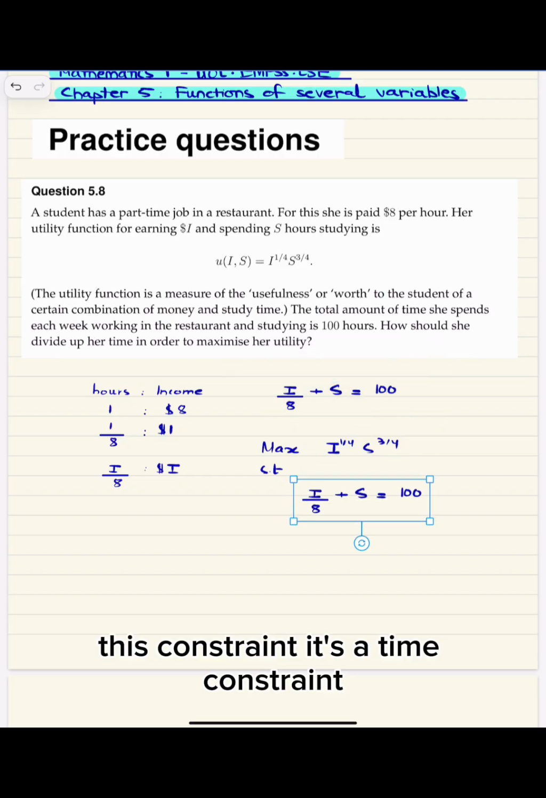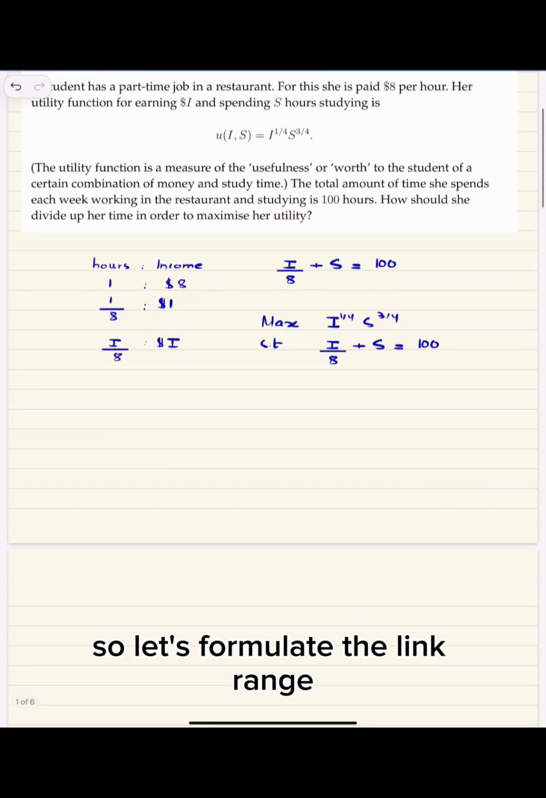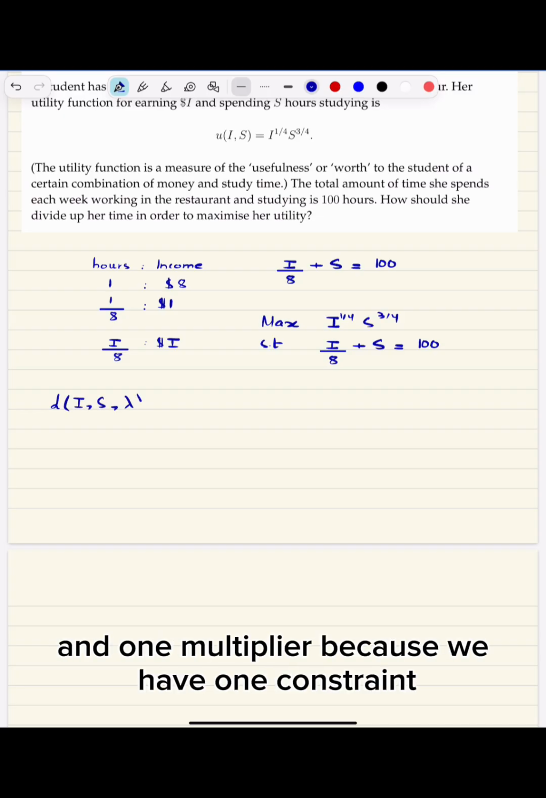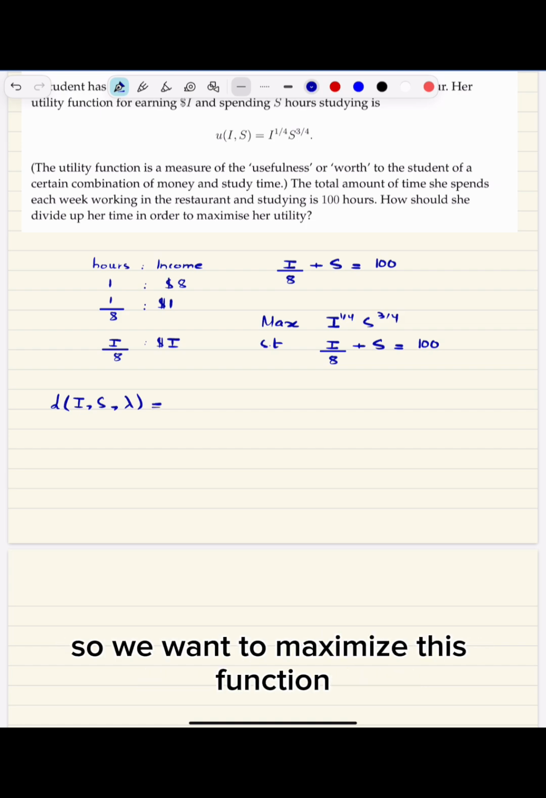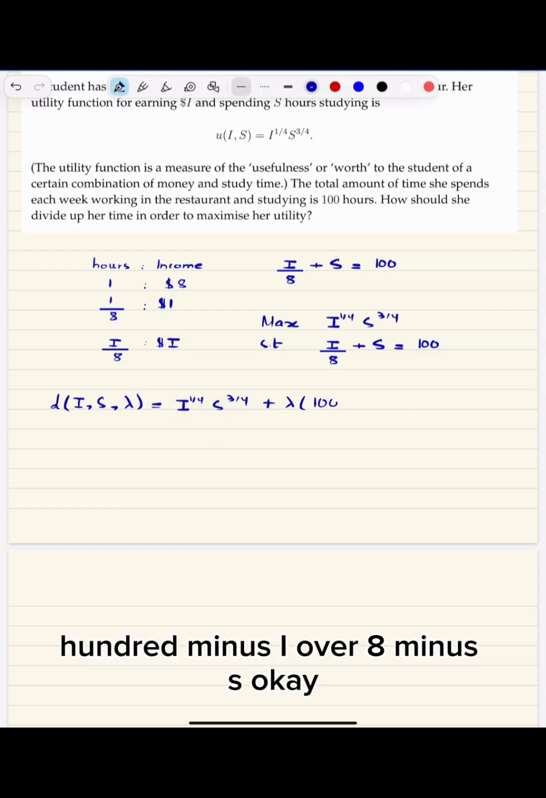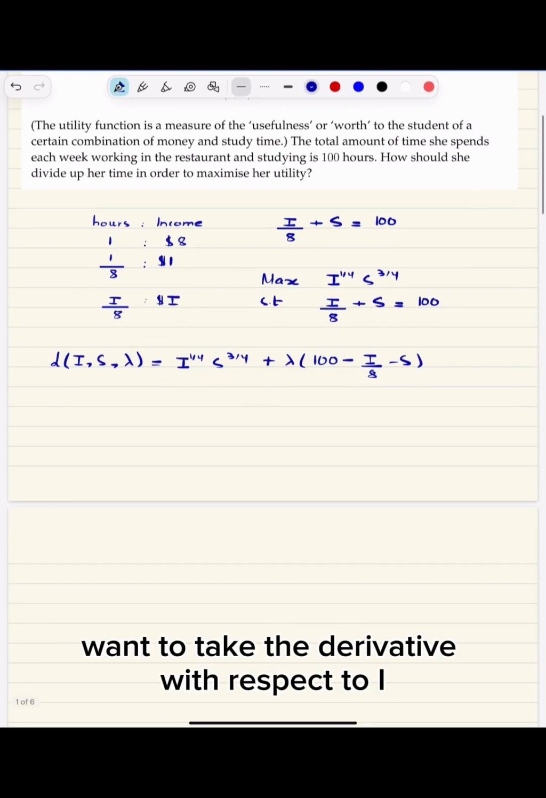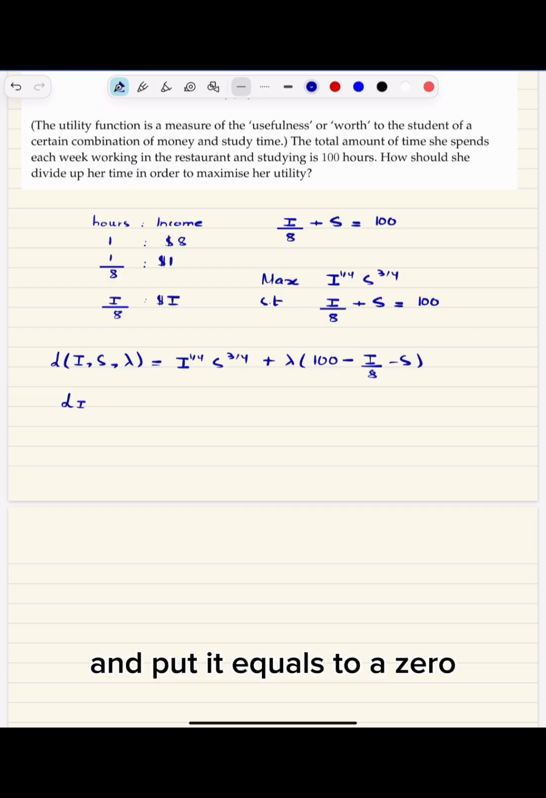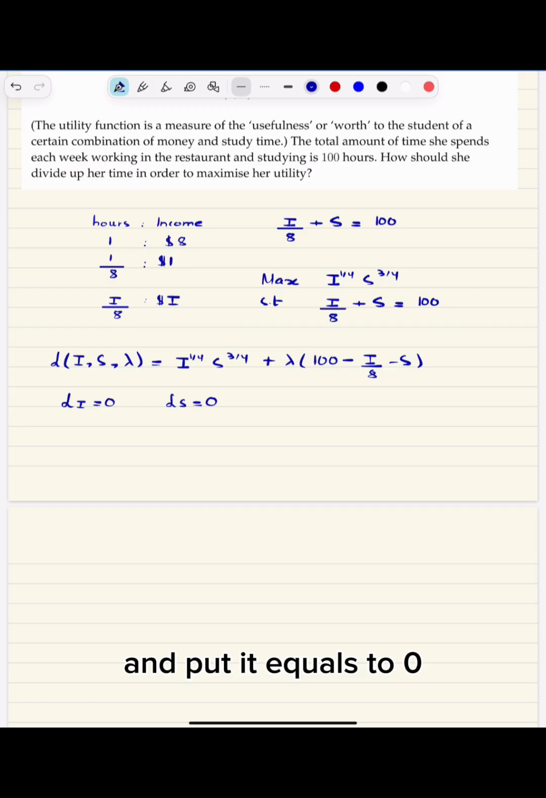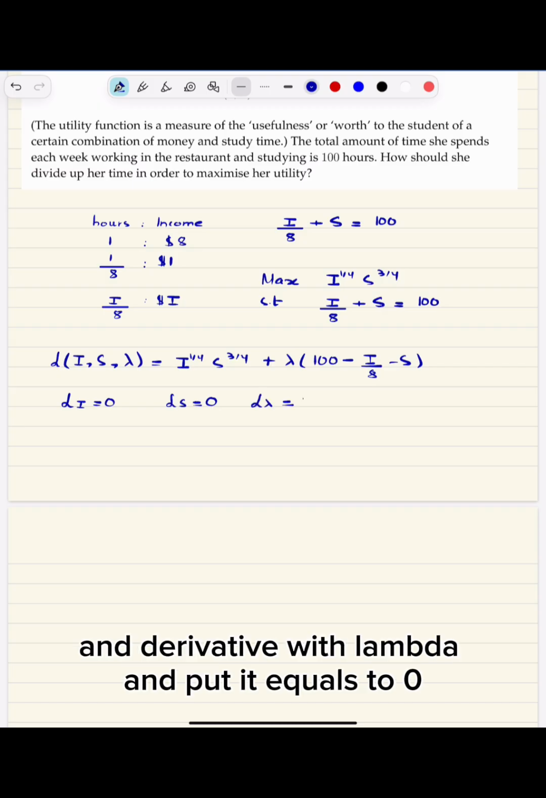It's a time constraint. Okay, so let's formulate the Lagrange. It will depend on earning and time studying and one multiplier because we have one constraint. So we want to maximize this function subject to the constraint 100 minus I over 8 minus S. Okay, we want to take the derivative with respect to I and put it equal to 0. And we want to take the derivative with respect to S and put it equal to 0, and the derivative with respect to lambda and put it equal to 0.